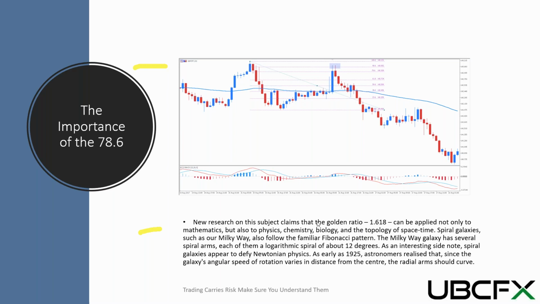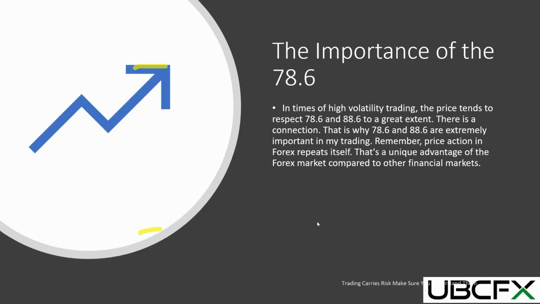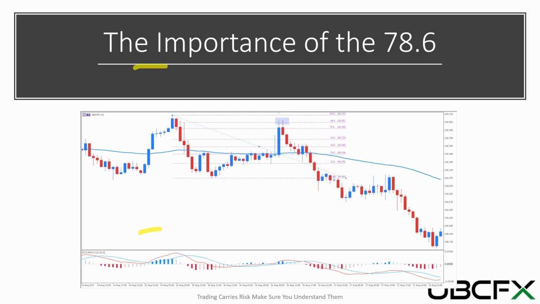This also applies to deep retracements using the 78.6. In times of high volatility trading, the price tends to respect the 78.6 to a great extent. There is a connection. This is why the 78.6 is extremely important in trading. Remember, price action in Forex repeats itself. That's a unique advantage in the Forex markets.